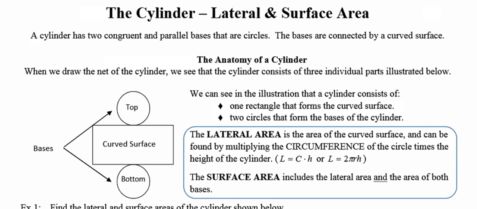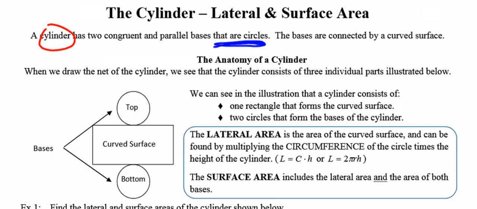The purpose of this video is to introduce you to the concept of lateral and surface areas of the cylinder. First of all, we have to talk about what a cylinder is. A cylinder has two bases that are both parallel and congruent, just like the prism. Unlike the prism, though, the bases of the cylinder are in the shape of a circle. And these circular bases are connected by a curved surface that makes up the lateral area of the cylinder.